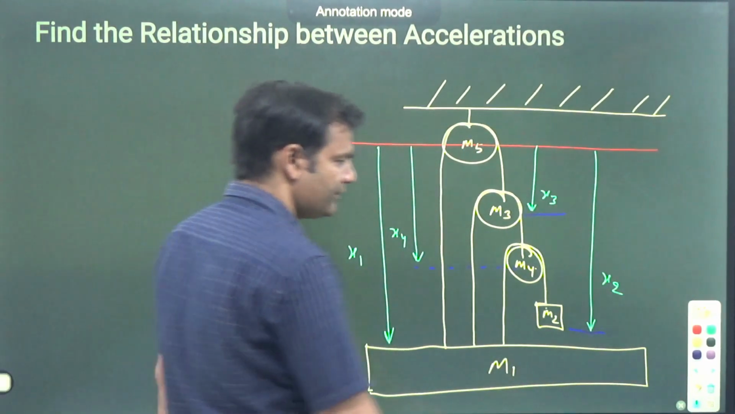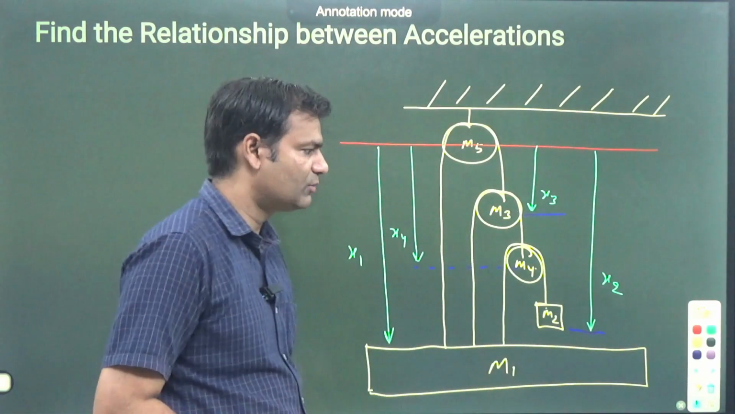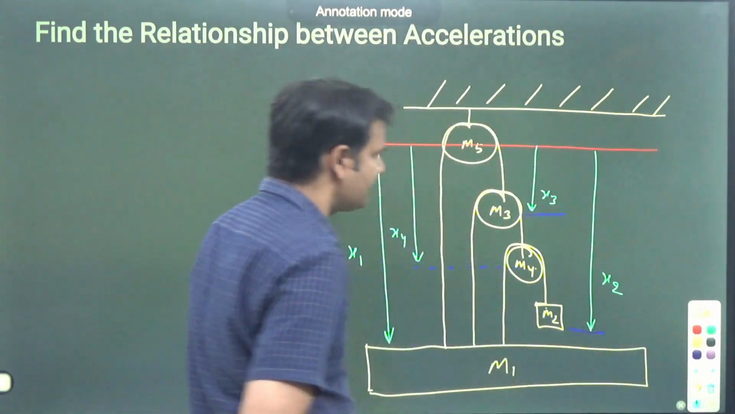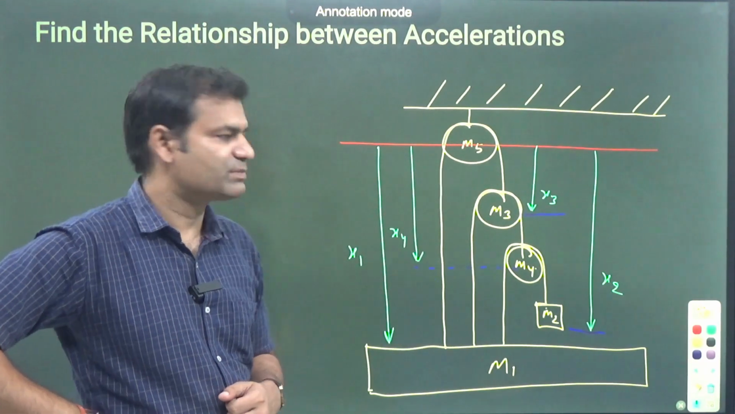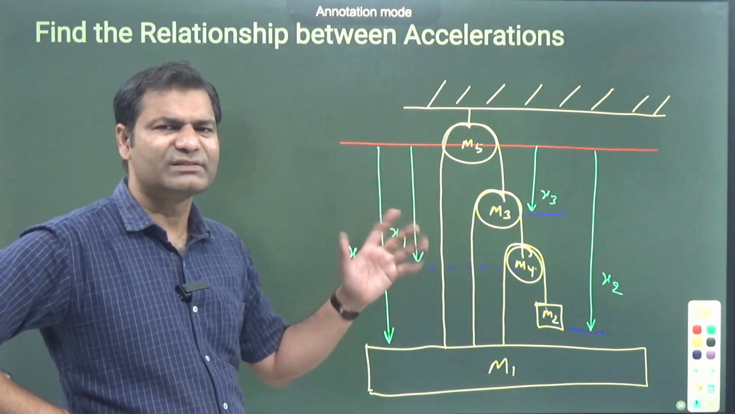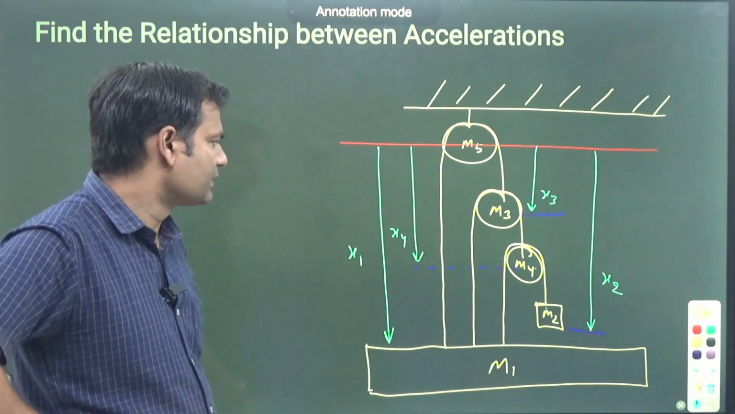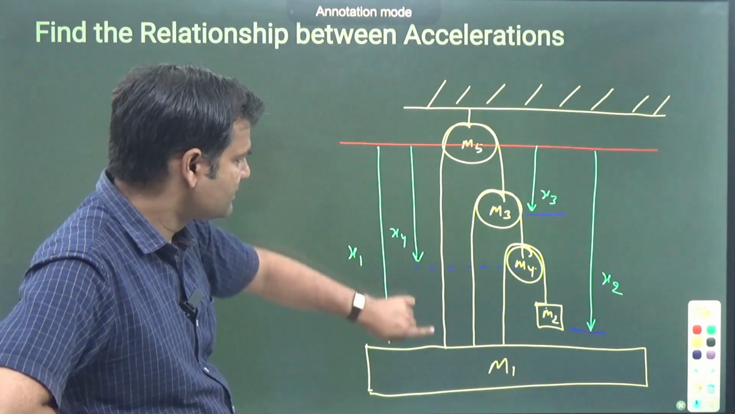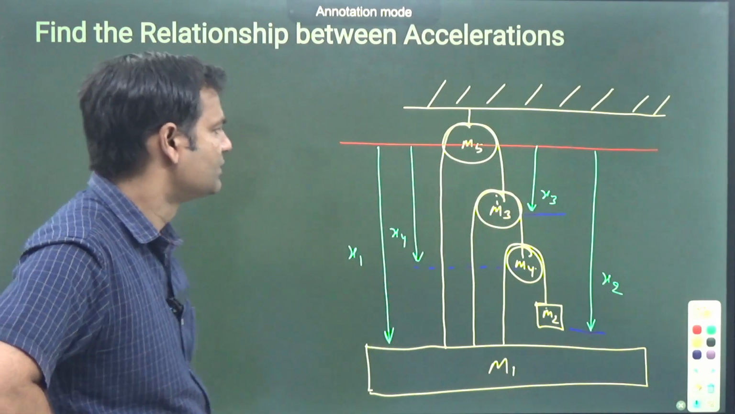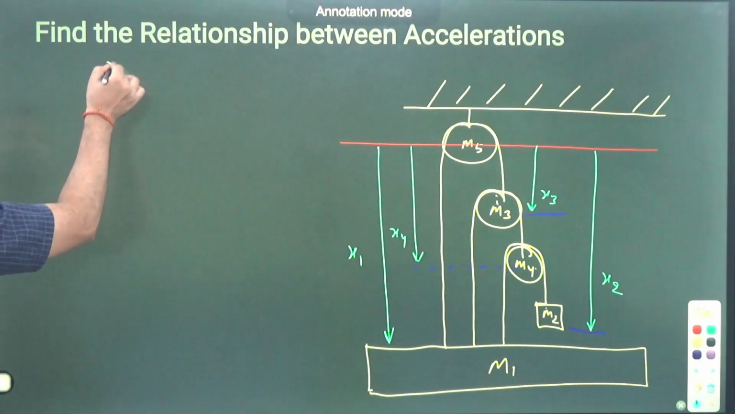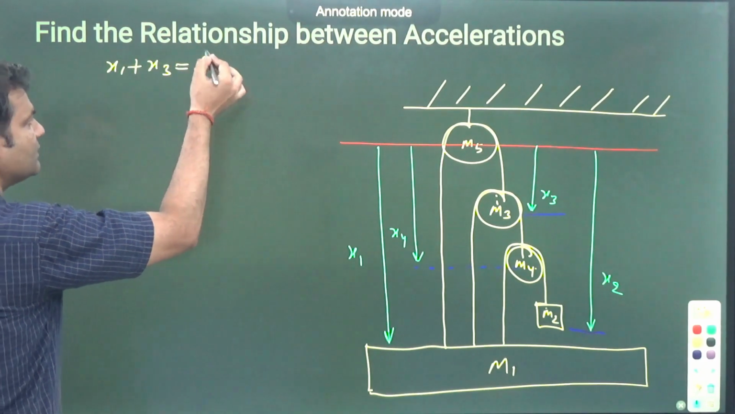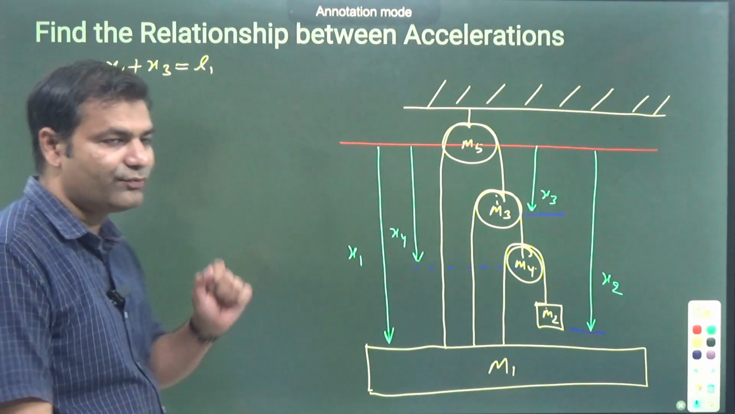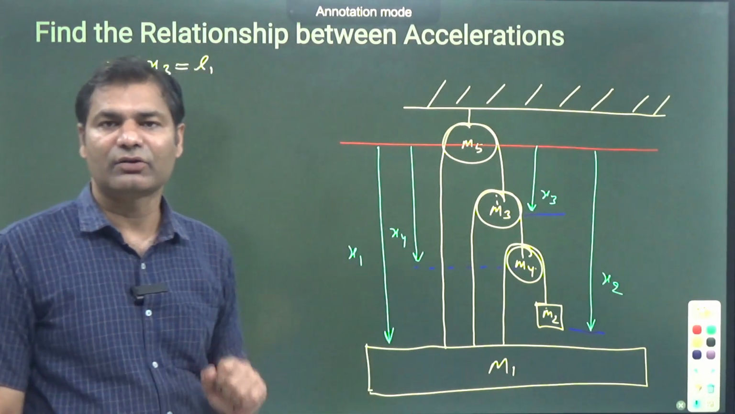Now, if anyone asks, what about the length of the string in terms of displacements x1, x2, x3, x4? Okay. Here x1, here x3. So you can say that x1 plus x3 will be equal to L1. That is the length of the first string. This is L1. Clear or not?